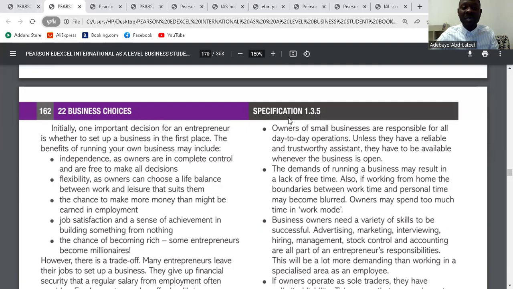Job satisfaction and sense of achievement in building something from nothing. As the owner of a business, whatever happens, if the business succeeds, you know you started it and it is where it is right now. Just like my YouTube channel, I started from zero and this is where it is right now. That's a sense of achievement. You get it? But if it's someone else's and I'm working with it, it's not my achievement. Yes. That's the point they're making there. The chance of becoming rich, that is if your business succeeds. But you cannot be richer than your employer. Yeah. You can't. Okay. Is it clear?